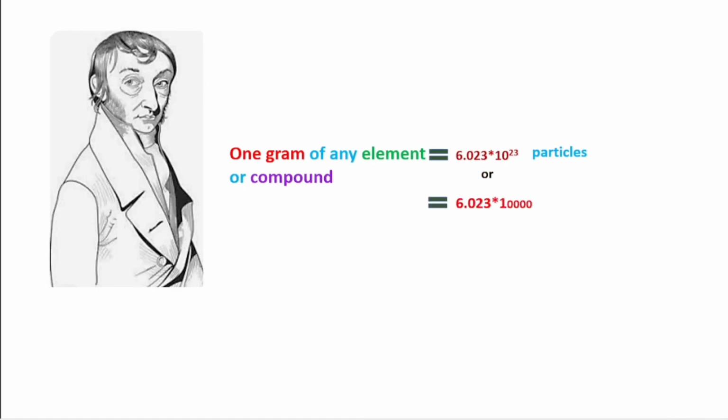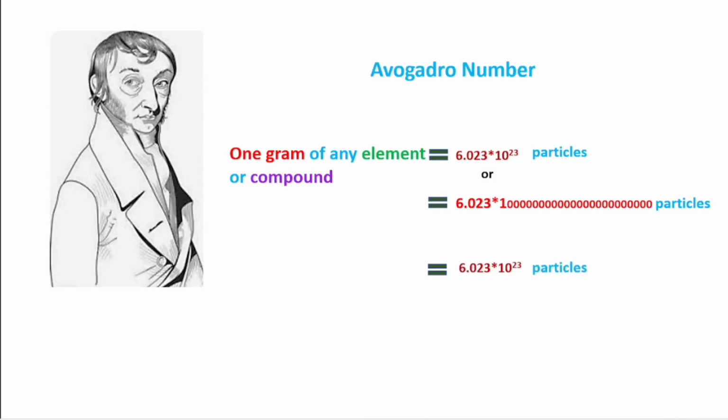So the mass of substance which is constituted by this number of particles can easily be handled. The number 6.023 × 10^23 is called the Avogadro number with its unit name mole. The mass of substance which is constituted by this number of atoms or molecules or ions is called 1 gram of any element or compound.